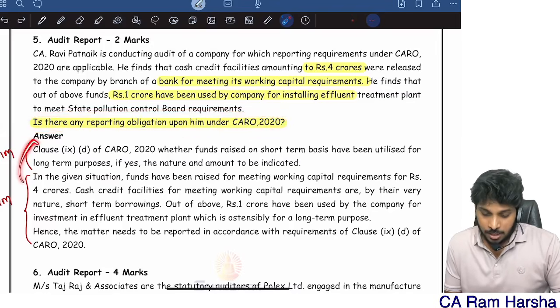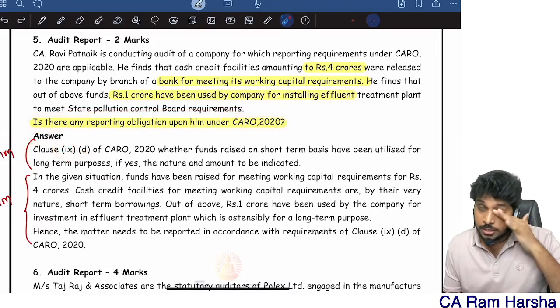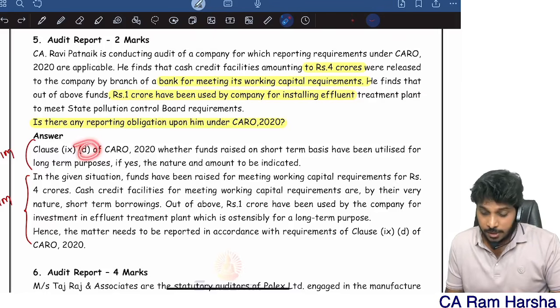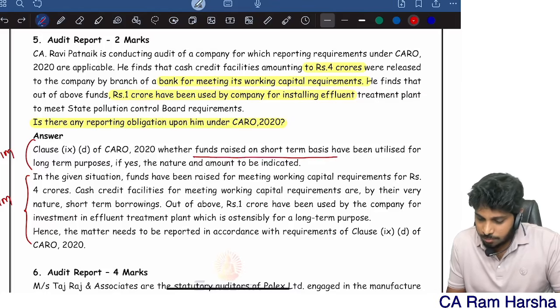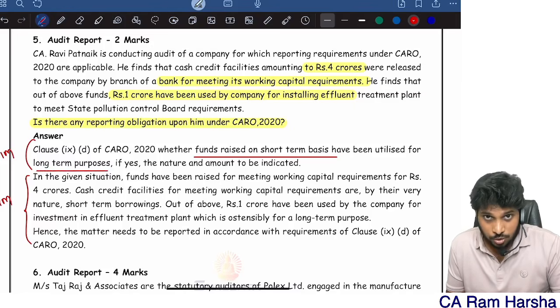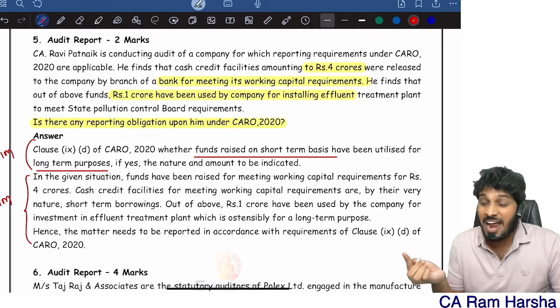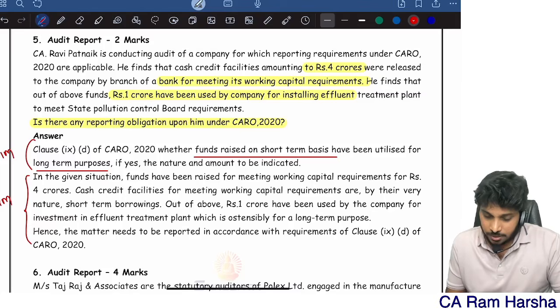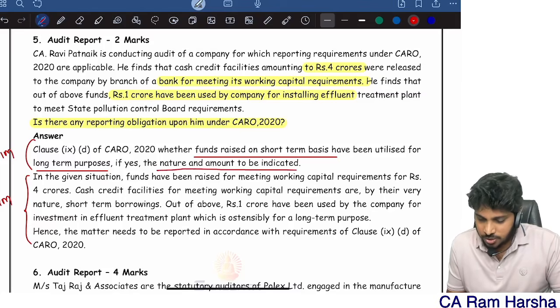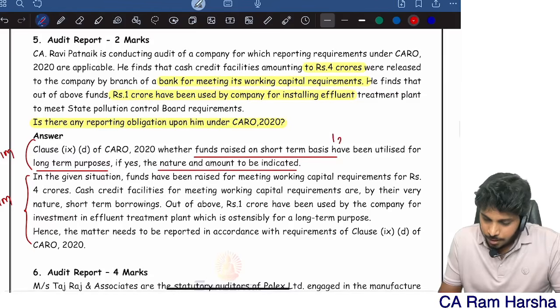Straight question. Clause number 9. Defaults related point is there inside sub-clause D: whether funds raised on a short-term basis were utilized for long-term purposes. If you write this provision, what are the keywords? Funds raised on a short-term basis have been used for long-term purposes. A working capital loan is a short-term loan. Investment in effluent plant and machinery is a long-term fixed asset. Therefore, that point you need to write. If yes, the nature and amount have to be indicated.